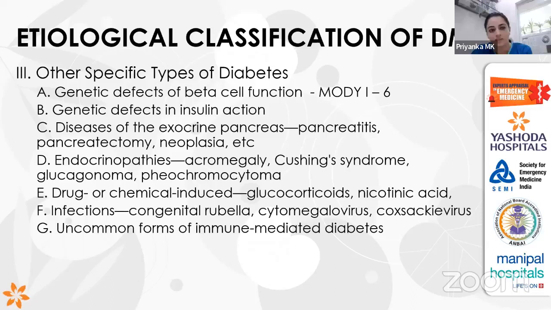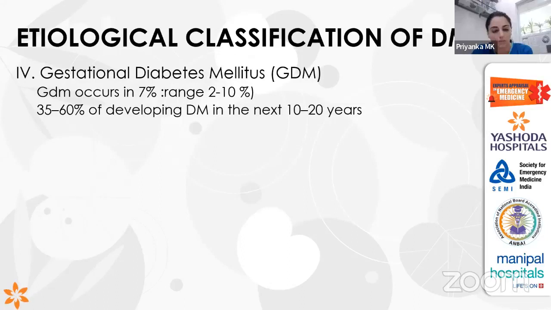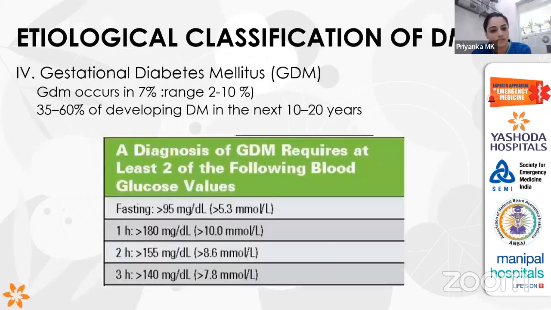Gestational diabetes is also important. It occurs in about 7% of the population. The reason we need to know this is about 60% of them have a risk of developing diabetes in the next 20 years. So if you have a lady who's coming to you at about 60, 70 years of age, and you diagnose that patient to be diabetic at that age, you should ask them for a history of gestational diabetes. The diagnosis requires you to do an oral glucose tolerance test in the pregnant woman, and these are the criteria to diagnose GDM.